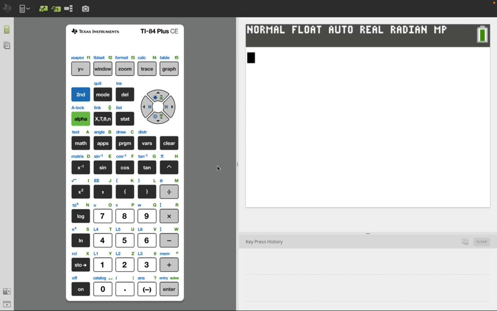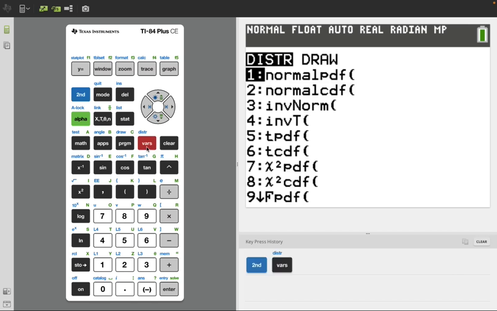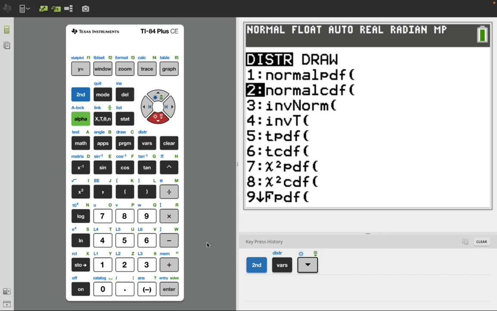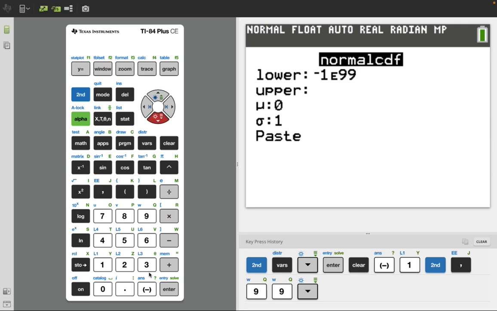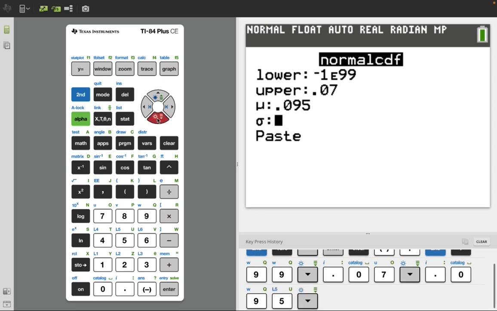Let's go ahead and find the p-value using a calculator. We're going to click on second bars to get the list of the distributions. We're going to go down to normal CDF. Our lower bound is negative 1E99. Our upper bound is 0.07. The mean of our distribution is 0.095. And here we need to enter the standard deviation. Go ahead and enter the whole value.